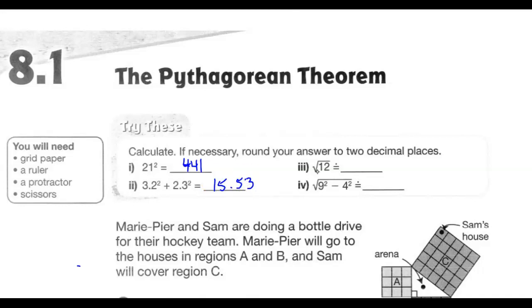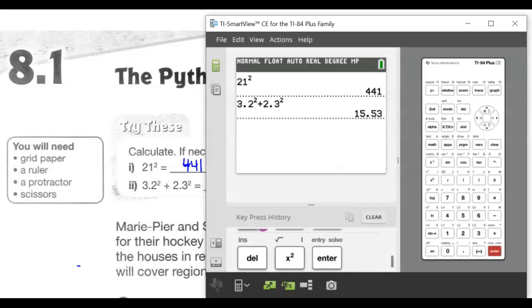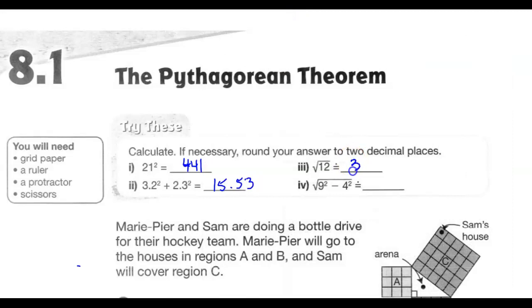Then the next one is square root. So that is, on this calculator, we have to go the second key and the x squared key. So that's the square root of 12. If you have a scientific calculator that doesn't show the square root symbol, then you might have to put 12 in first and then press the square root key. So that's 3.46 when we round it.